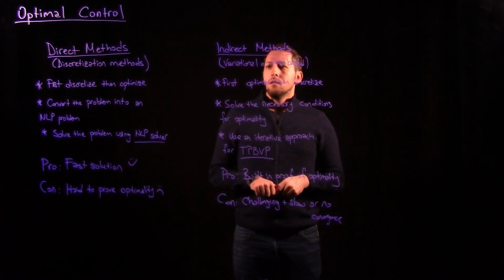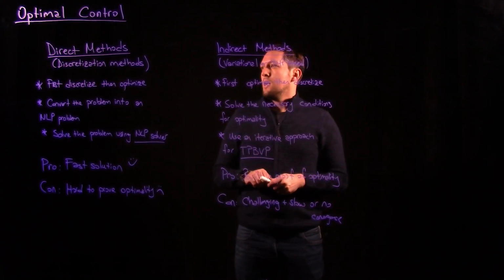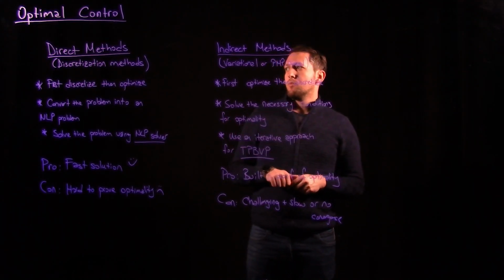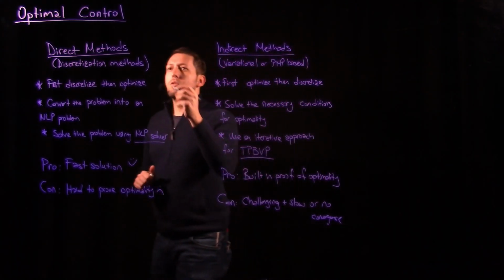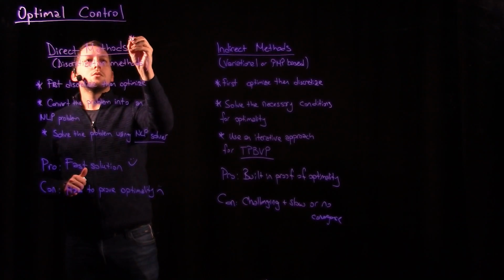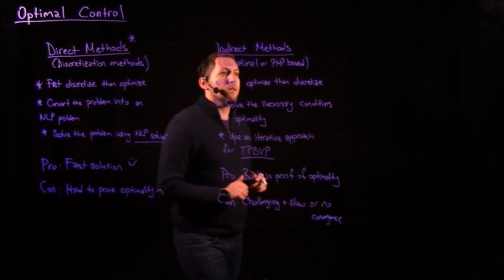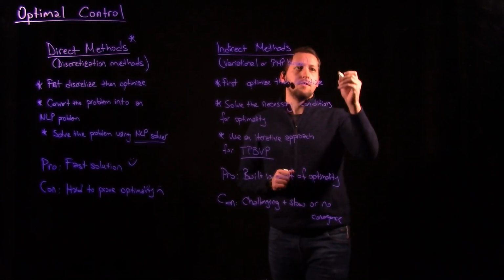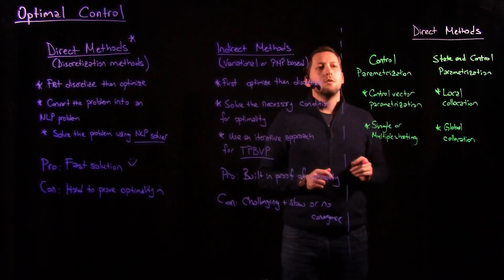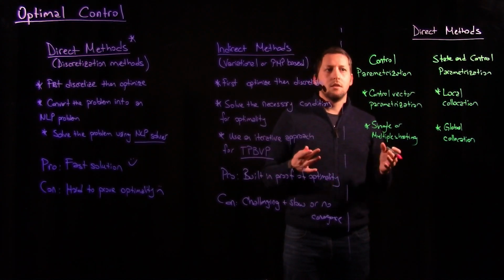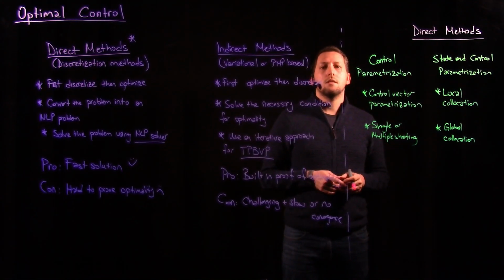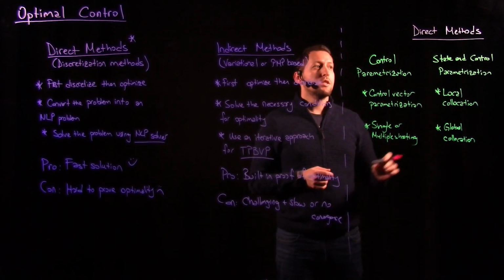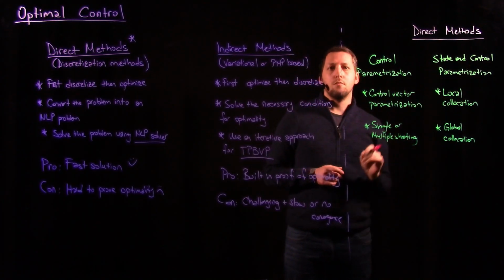So all in all, we have these two main approaches, and considering their popularity, today we are going to dig a bit deeper into these direct methods because they find more application areas in most of the engineering fields. The direct methods can also be subcategorized, and these show themselves in the case of control parameterization or state and control parameterization.